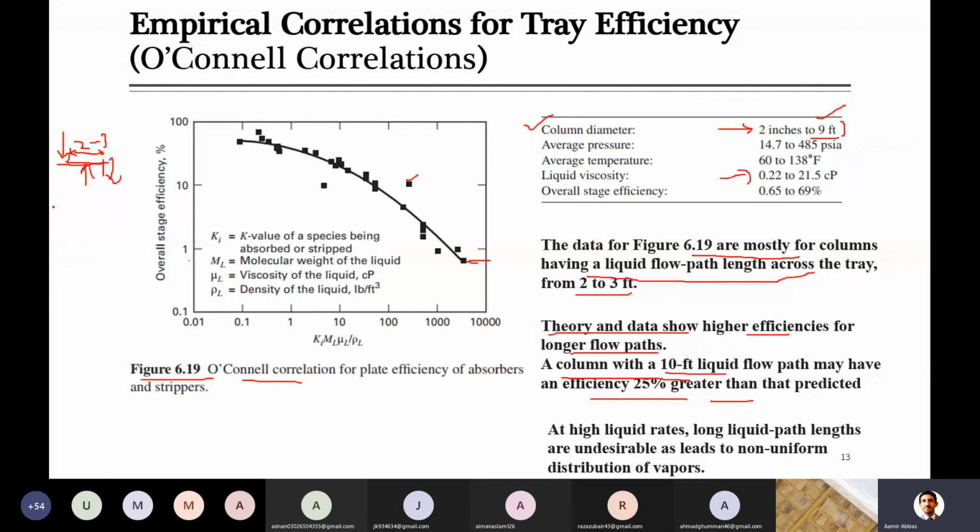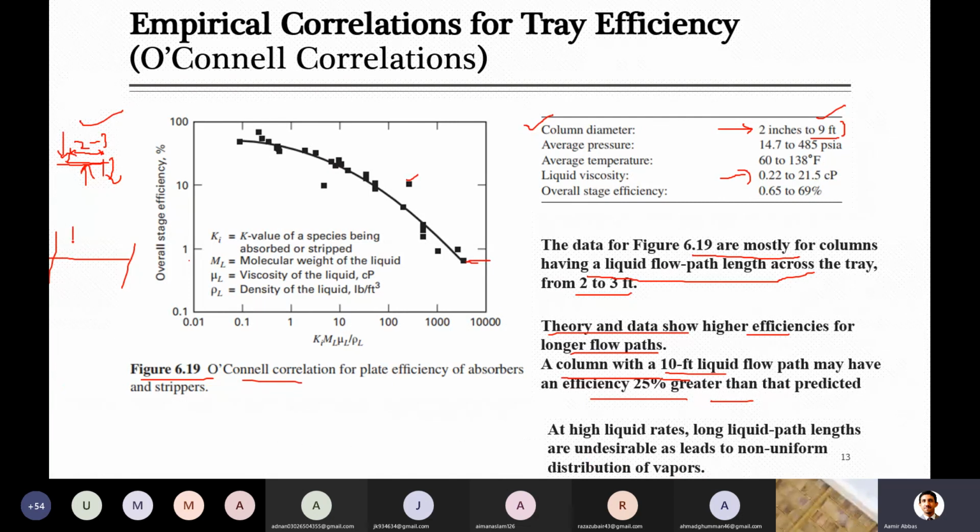And when there is a good contact between liquid and vapor, definitely mass transfer will be increased. But when there are large liquid flow rates, in those cases these long flow paths on the surface of the trays are avoided. The reason is that when there are long flow paths, like greater than, for example, 2 to 3 feet or more, and the liquid flow rate is sufficiently high, it causes non-uniform distribution of the vapor.